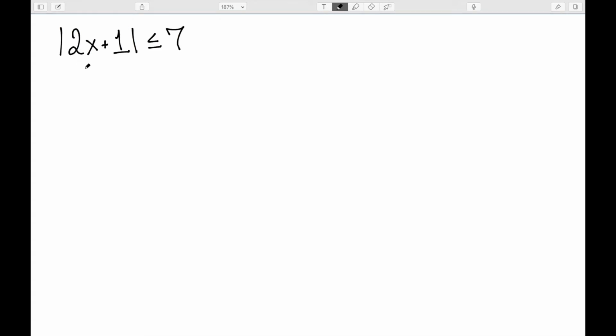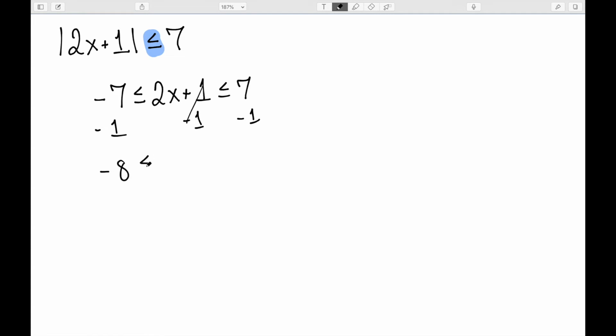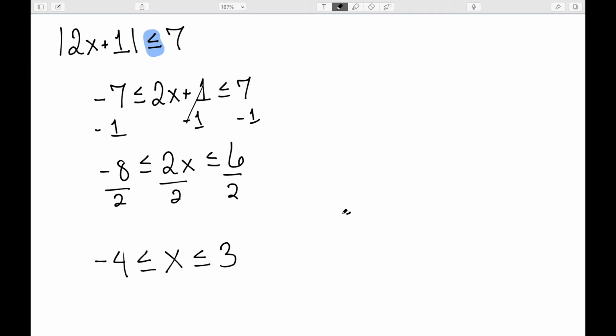Let's start with the absolute value of 2x plus 1 is less than or equal to 7. So the less than or equal to tells me I need to set up my inequality: -7 less than or equal to 2x plus 1, less than or equal to 7. We then subtract 1 from all three sides, since this is a compound inequality. We get -8 is less than or equal to 2x is less than or equal to 6. Divide all three sides by 2, and we get -4 is less than or equal to x, which is less than or equal to 3. So my interval is between -4 and 3, in brackets since we are including these values.